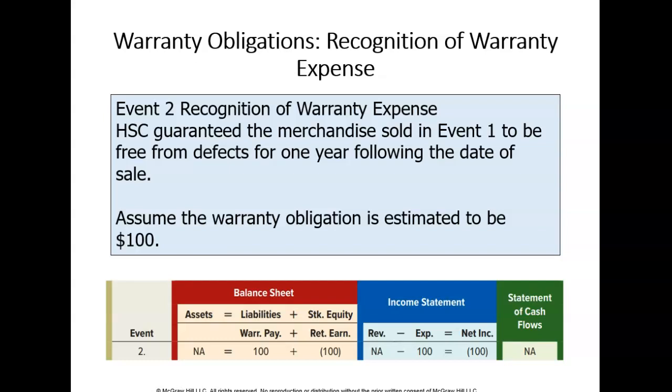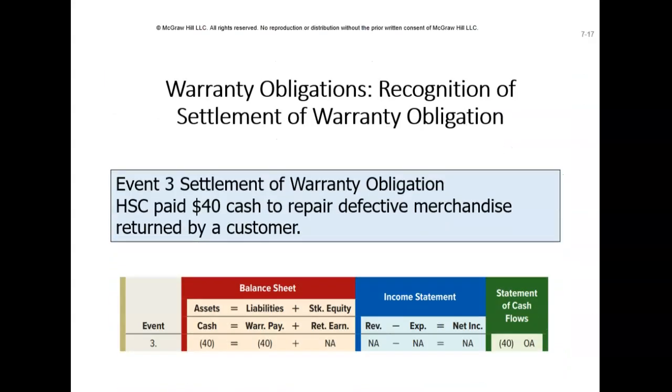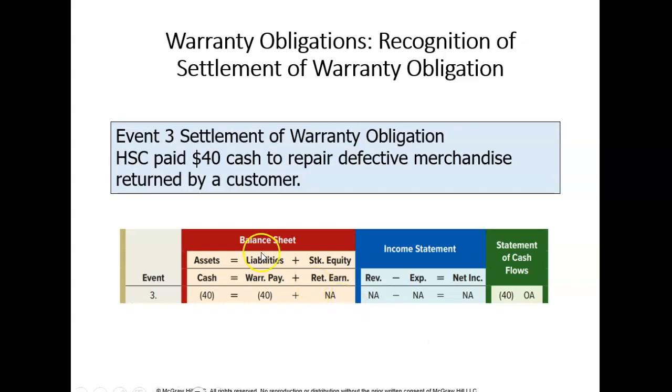Now, this hasn't taken place just yet, but we still want to estimate what we call the warranty expense and the warranty payable. So the warranty payable account, or liability, will increase by 100. Retained earnings would decrease by 100 because you're recognizing what's known as your warranty expense.